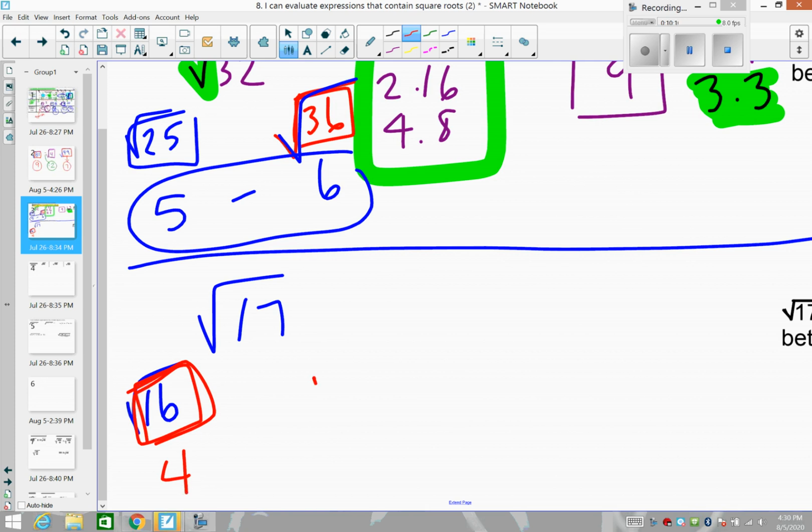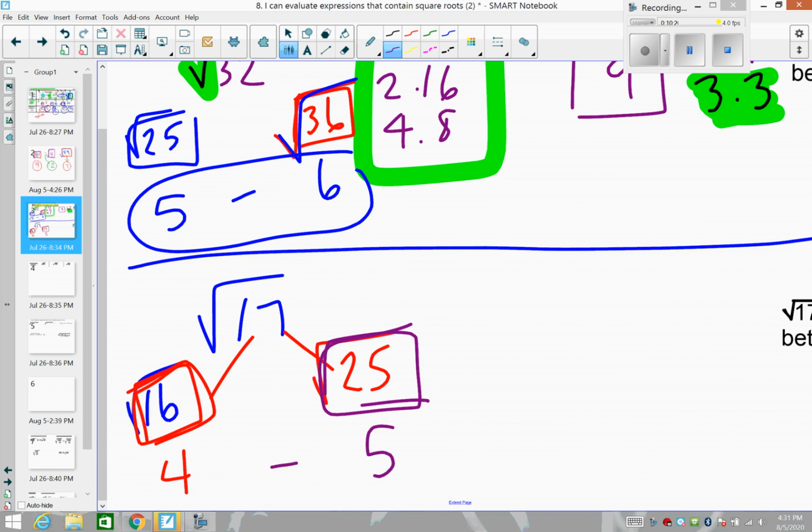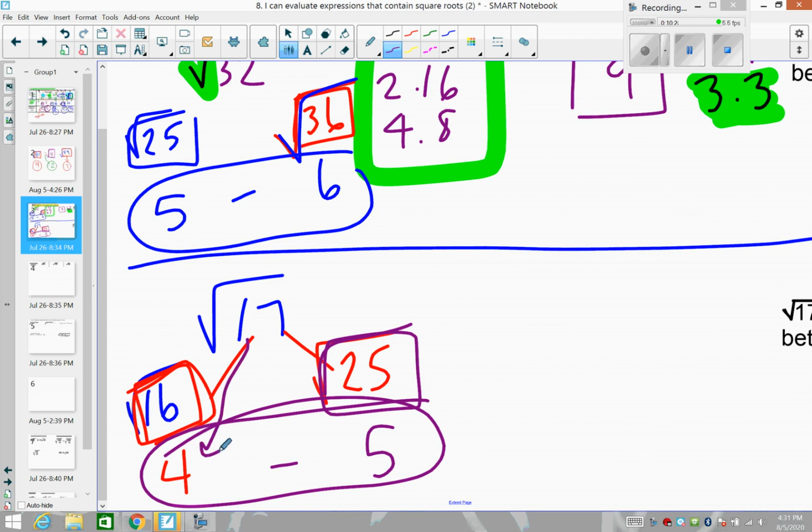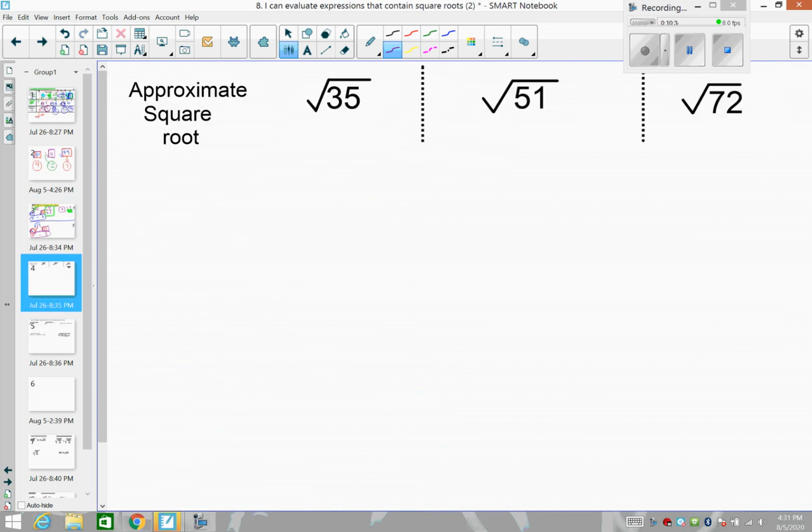The other square root that we know that lives in between here is the square root of 25. And the square root of 25 is 5. So our answer for the square root of 17 is somewhere between 4 and 5. And clearly, pretty close to 4, because the square root of 17 is pretty close to the square root of 16.